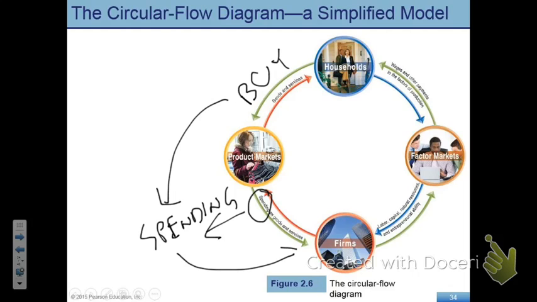What does it mean for our firm? Anyone? What does a firm receive from this product market? Revenue. Very good. Okay. Remember, this is where the income of the household is coming from, right? So income of the household comes from the factor market. Spending of the household goes to the firm as revenue in the product market.